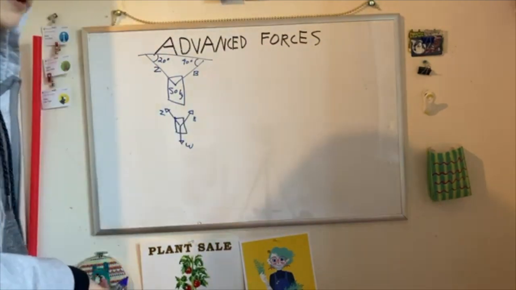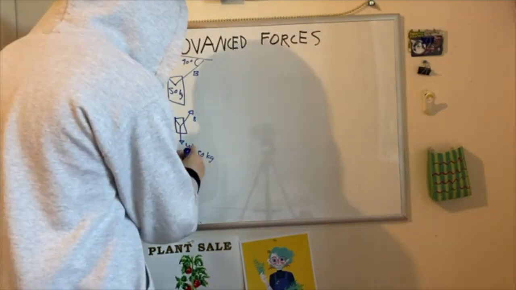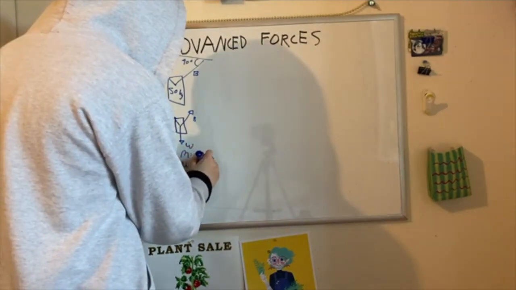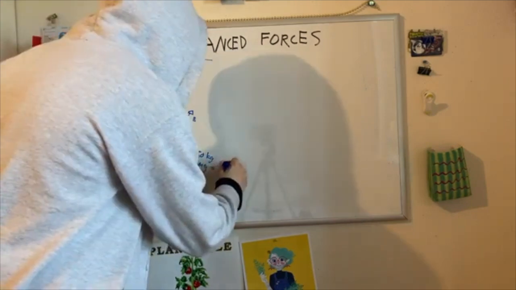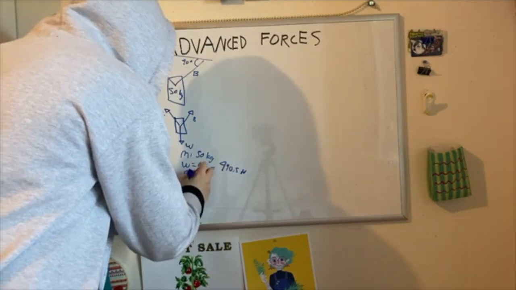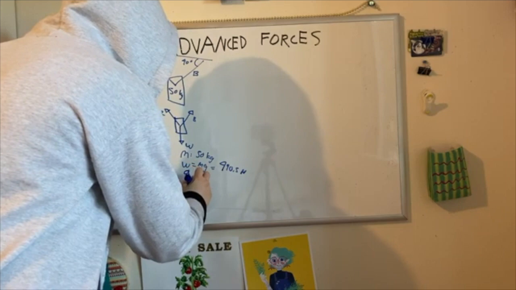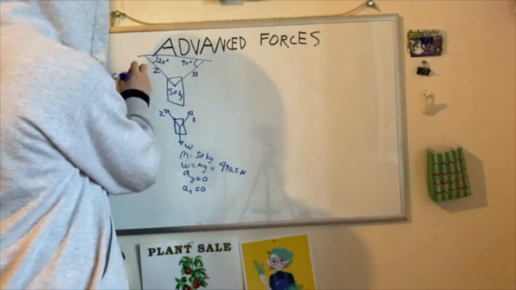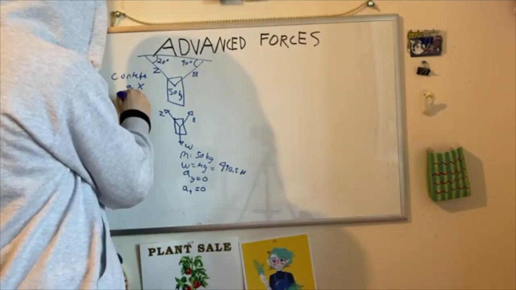And so now I'm going to list the variables. First thing they gave us is mass. We will then be able to know weight from that, because it equals mg. That equals 490.5 newtons. The vertical acceleration is 0, and horizontal acceleration is 0. Just so that I know context, there is no acceleration, and there's no friction.